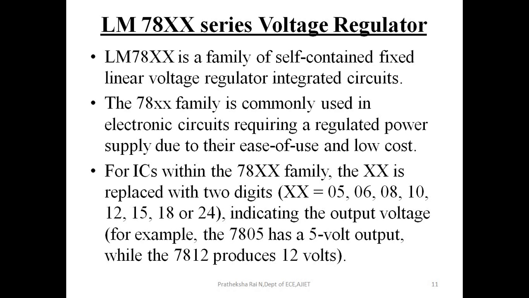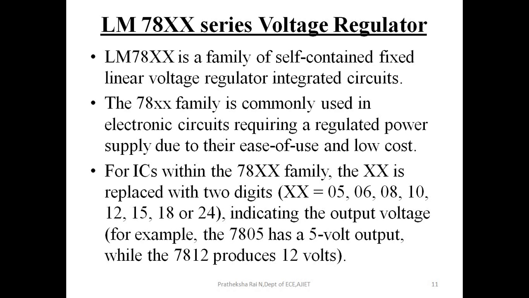It is a family of self-contained fixed linear voltage regulator integrated circuits. The 78xx family is commonly used in electronic circuits requiring a regulated power supply due to their ease of use and low cost. So this 78xx family is used almost everywhere, because the two main advantages are that it is very easy to use and it is very cheap. It is available in the market at a very low cost.